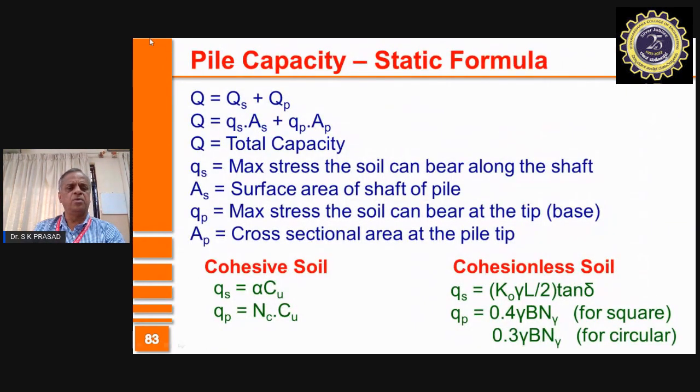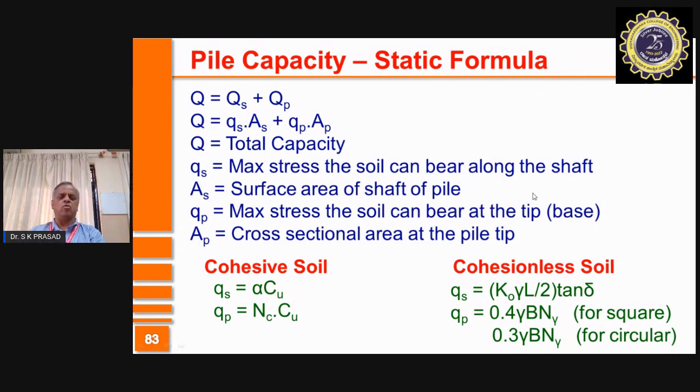So, you have the pile capacity, which is given by skin frictional component and end bearing component, and hence, small q s is the stiffness or stress for the surface into area of the surface, and qp is the load carrying capacity at the base multiplied by Ap.